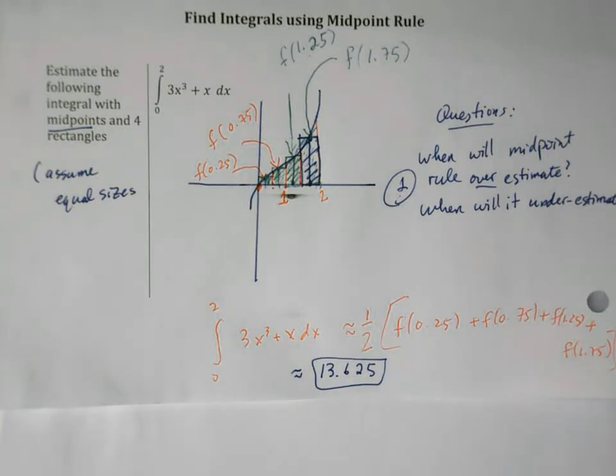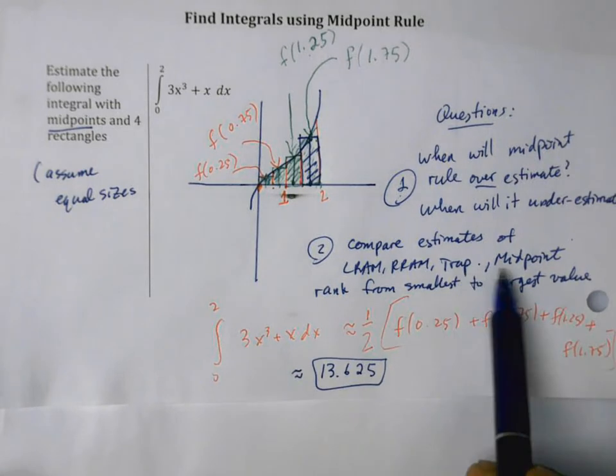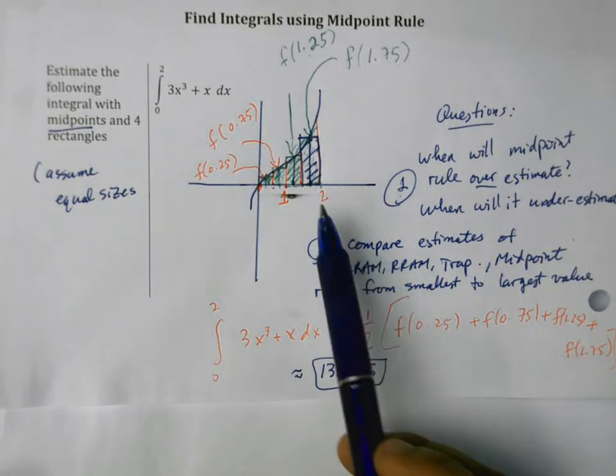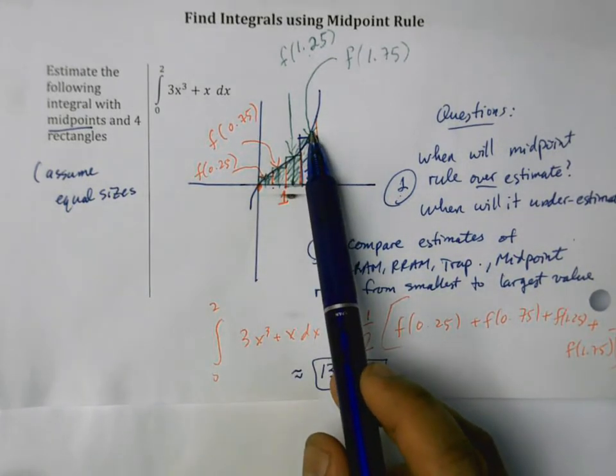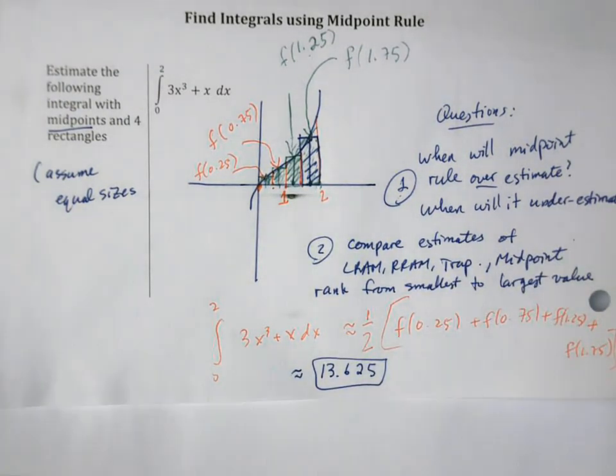The second question I can ask is, if you were to compare the midpoint method to LRAM, RRAM, and the trapezoidal rule, which ones will produce the largest values, which ones will produce the smallest values, and under which conditions? So compare estimates of RRAM, LRAM, the trapezoidal rule, and the midpoint rule, and rank from smallest to largest value. Maybe you can start with just this particular function, and then try to extend and stretch your thinking to all possible functions. What is it about the function that is going to allow us to order these from smallest to largest?